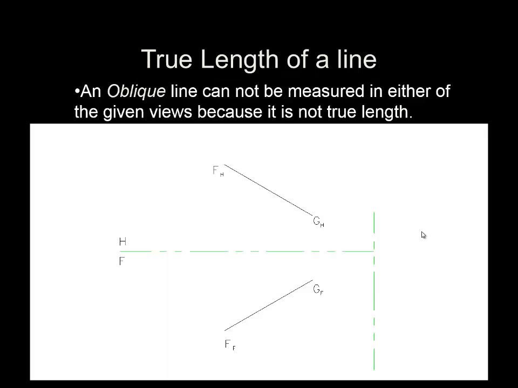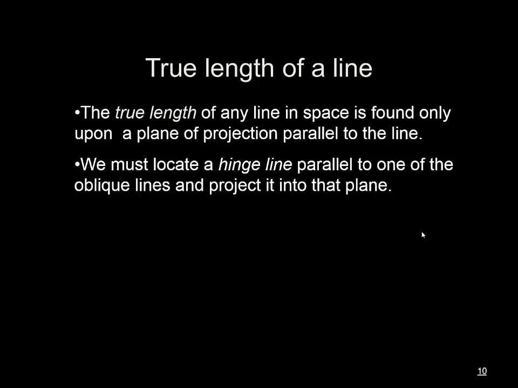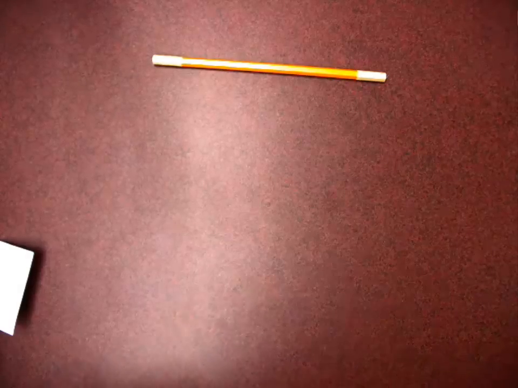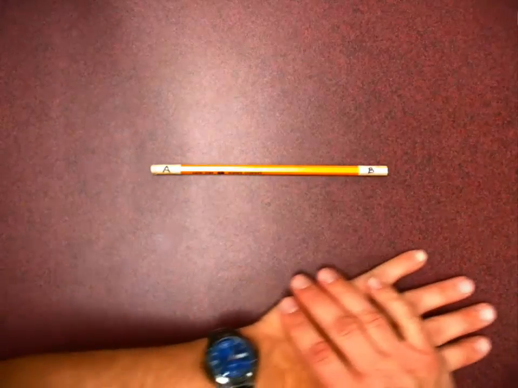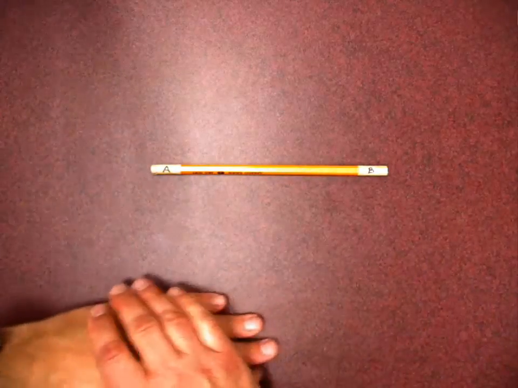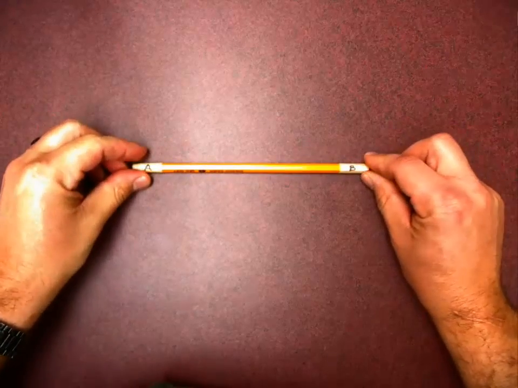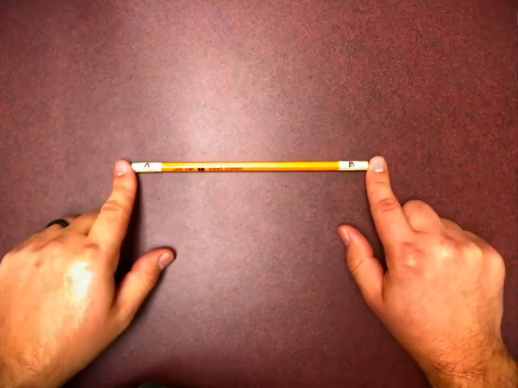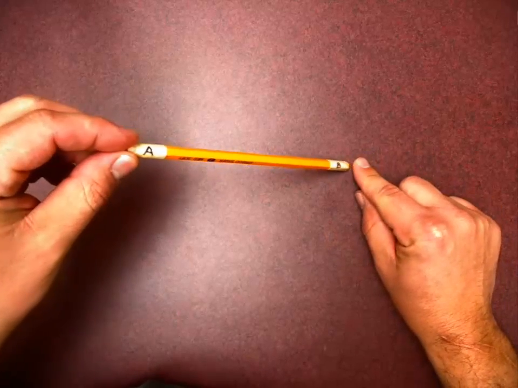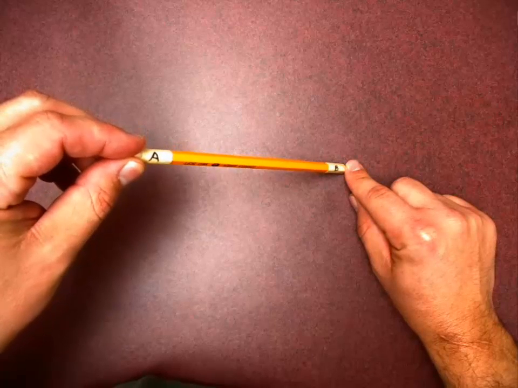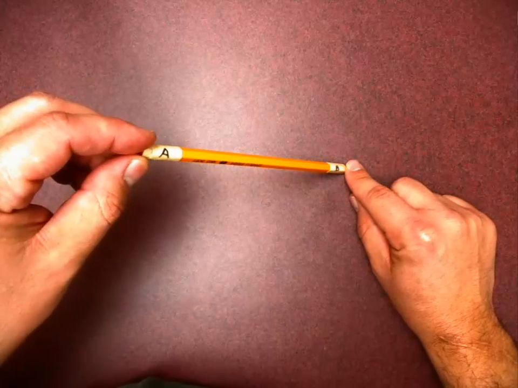So where we're going with all this is we want to be able to find the true length of a line. So how long is any given line that we're dealing with? Let's talk about line AB here that I've got. Now, could I measure line AB? I would say that yes, I could at this point. Could I measure line AB right now? It's foreshortened, right? A is closer to me than B, so I can't measure it.